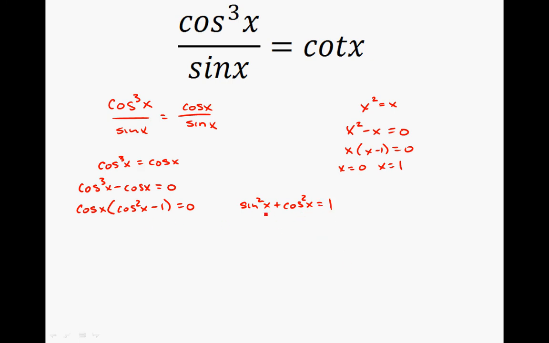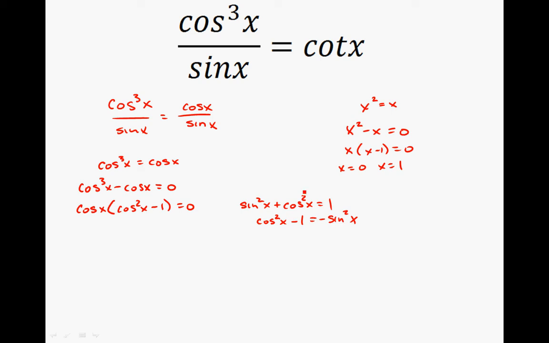So I want to try to make this over here match this. So I have to make cosine squared minus 1. I'm going to subtract 1 from both sides, bring that over here, and subtract sine x from both sides. So I'm going to have cosine squared x minus 1 equals negative sine squared x.